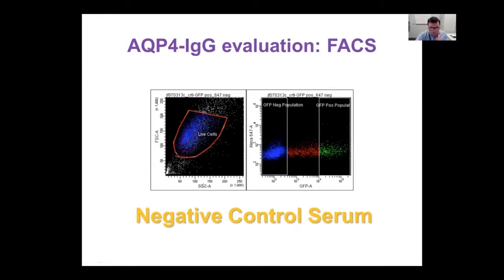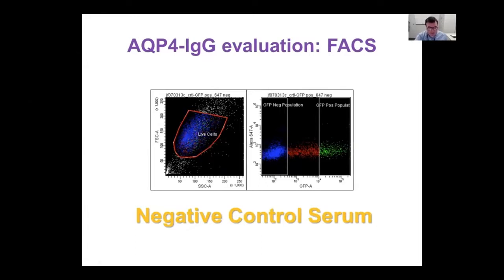But we also use it essentially the other way around for detecting antibodies. And so we have a cell population that expresses an antigen in particular, in this case, aquaporin 4. And we study two populations, one transfected with the antigen of interest, in this case aquaporin 4, and the other consisting of untransfected cells. So this is an example of an aquaporin 4 IgG negative serum tested by flow.